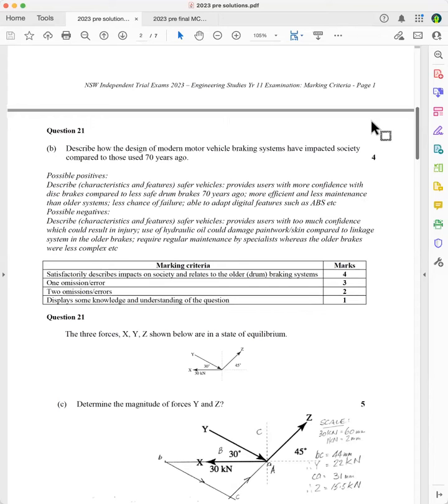You've got to add the description provides users with more confidence with this brake compared to, let's say, front brake 70 years ago. And so if you just mention it makes vehicles safer, that's not a description. You've got to give the characteristics and features. Say, safer vehicles because, and then that will be the description. And it's not a bad idea. You can see that it's worth 4 marks, so it's not a bad idea to provide possible negatives as well.